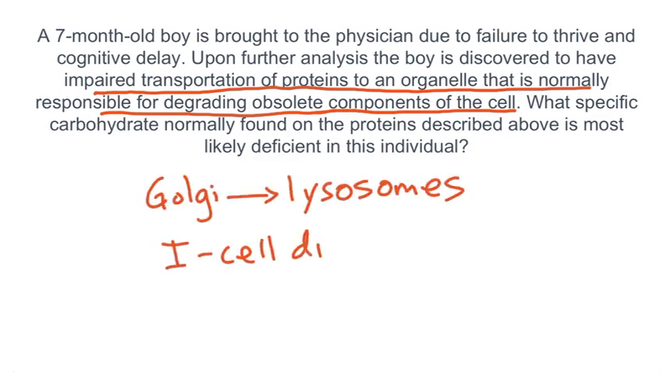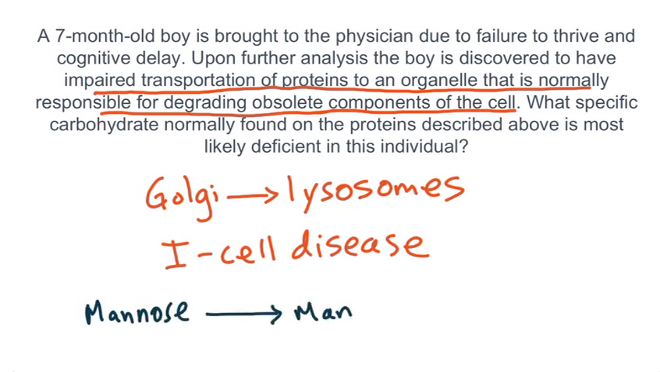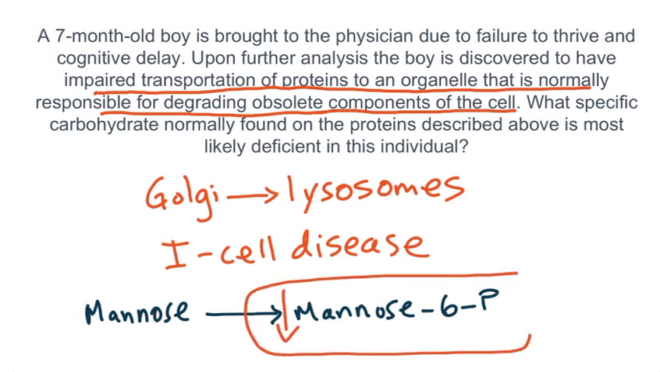Recall that I cell disease is a lysosomal storage disease caused by impaired transportation of proteins to the lysosomes. So we can deduce that this patient has I cell disease. Normally, mannose sugar molecules are phosphorylated within the Golgi apparatus, resulting in mannose 6-phosphate residues on proteins. Mannose 6-phosphate acts as a signal that tells the protein to go to the lysosome. In I cell disease, the phosphorylation of mannose is impaired. So, in answer to the question, the patient would most likely have a deficiency of mannose 6-phosphate residues on proteins.